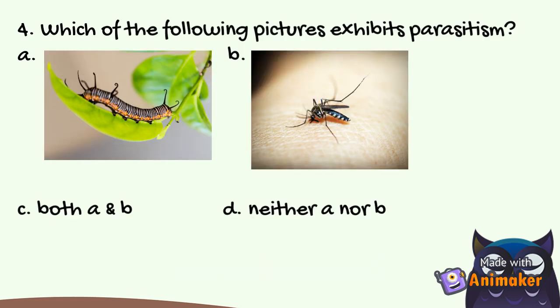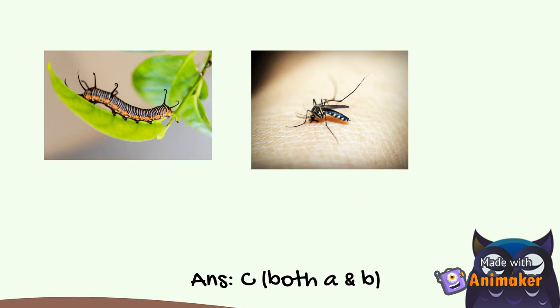4. Which of the following pictures exhibits parasitism? Letter A. Letter B. C. Both A and B. D. Neither A nor B. The correct answer is, letter C, both A and B.